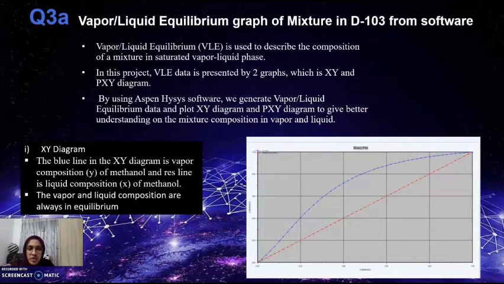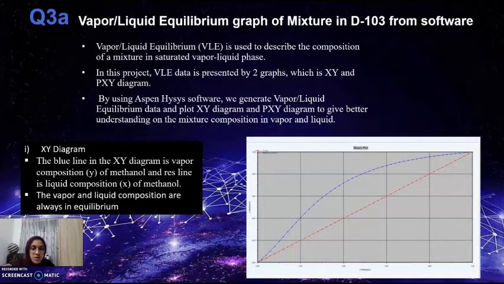VLE is used to describe the composition of a mixture in the saturated vapor-liquid phase. The VLE is represented by two graphs, which are the XY and PXY diagrams. By using Aspen HYSYS, the VLE graphs give a better understanding of the mixture composition in liquid and vapor. So this is the XY diagram.